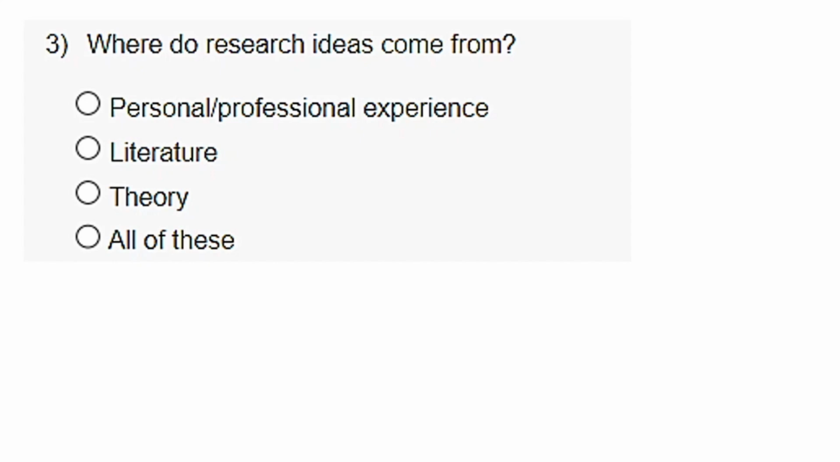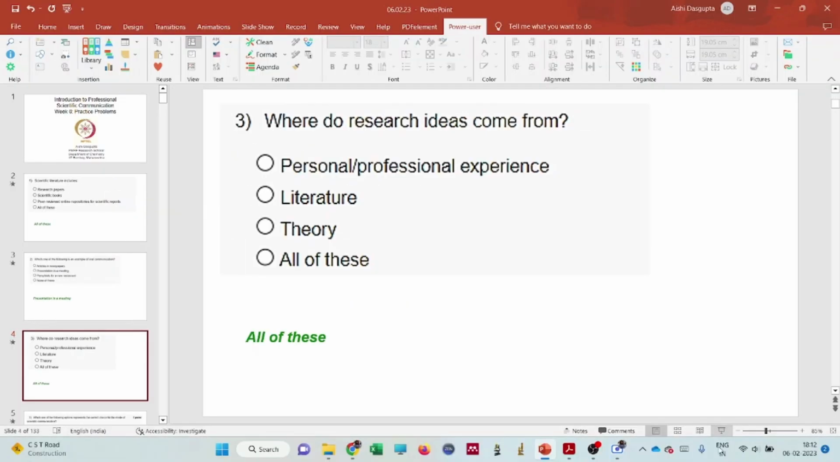Obviously literature and theory, it's basic. When you join a lab, when you know that a lab is working on a particular domain, on a subject, you have to do a literature review of whatever has been published. When you read through, it takes a lot of experience, it won't come at once. When you read through, you realize there are a lot of gaps, and those gaps you can work on. So that's how research ideas come up.